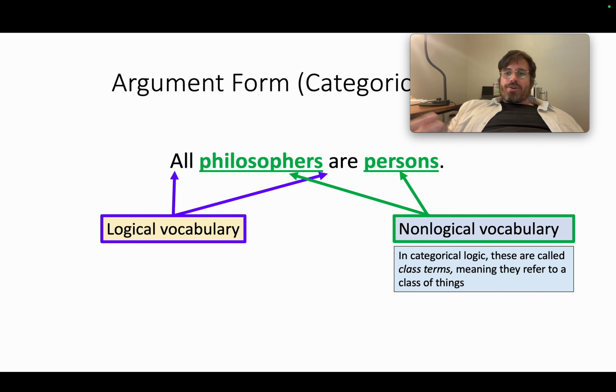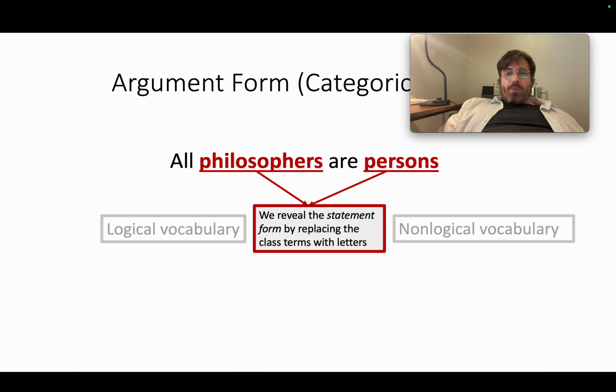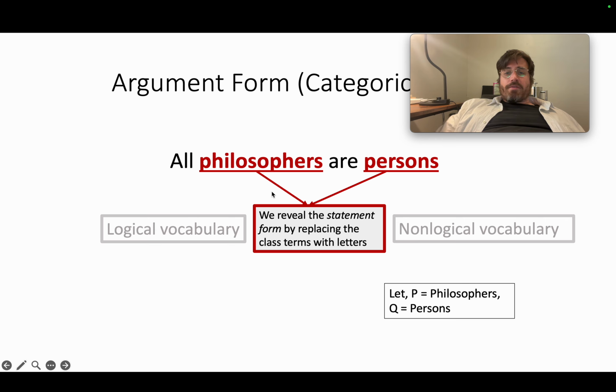So we love to turn non-logical vocabulary into logical vocabulary by substituting out that content for things that are a little bit easier to recognize by logic. So we reveal the statement form by replacing the class terms with letters, and those letters are arbitrarily selected. Much as in algebra, you use variables to stand in for parts of an equation that you don't know. We will use letters to stand in for these non-logical class terms in order to reduce them to their simplest component parts. Okay, so we're going to use the letter P to stand in for the class term philosophers because we have P at the beginning of the word.